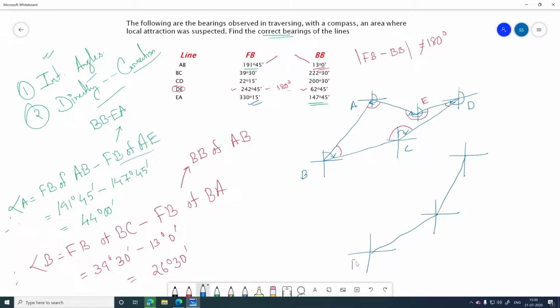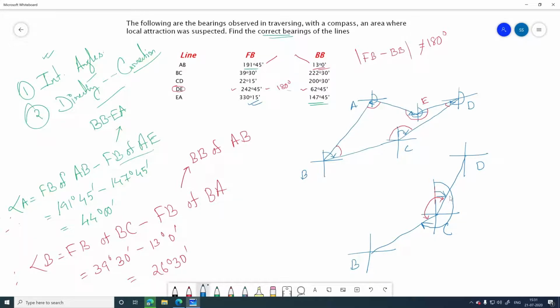So this is B, and this is C, and this is D. So we need to determine the interior angle, that is this particular angle, right? So this is very interesting. Look, for that case, what we can do to determine this angle, we know this particular angle, right? We know this angle. Also we know this angle, right?